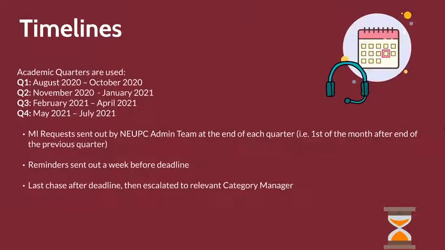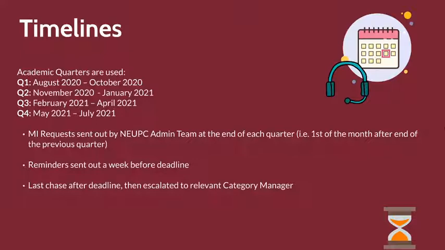Please note the timelines that are detailed on this slide. Remember that any UPC use academic quarters for our financial year, which runs from August to July. MI requests will be sent out on the first of the month after the end of the previous quarter to the dedicated MI contact that you have provided us.